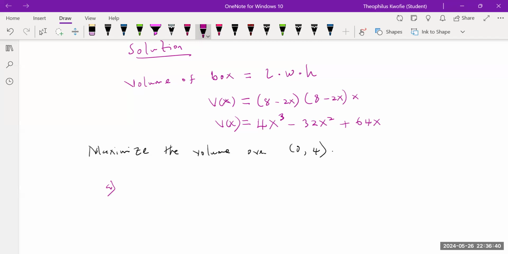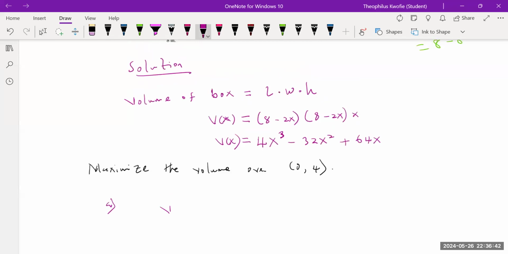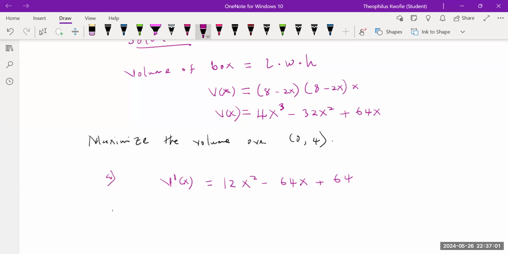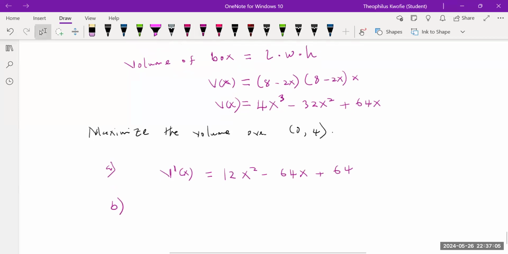So the first derivative of this function, of this volume, will be what? So the V prime of x should be what? That should be 12x squared minus 64x plus 64. Is that okay? Now the B part, what we need to do is to find the critical values, right?